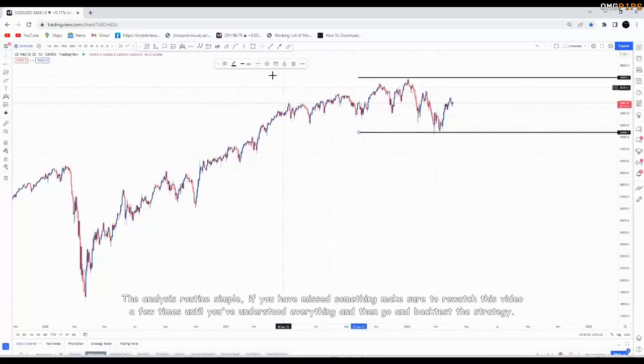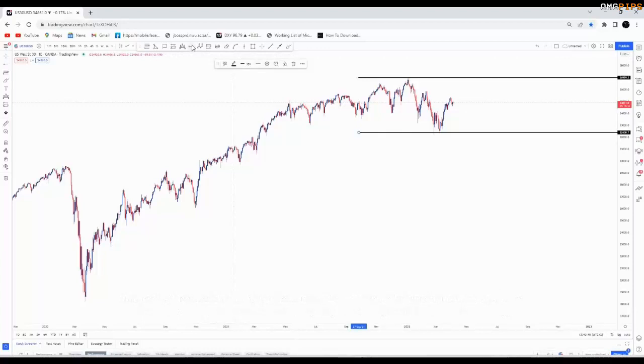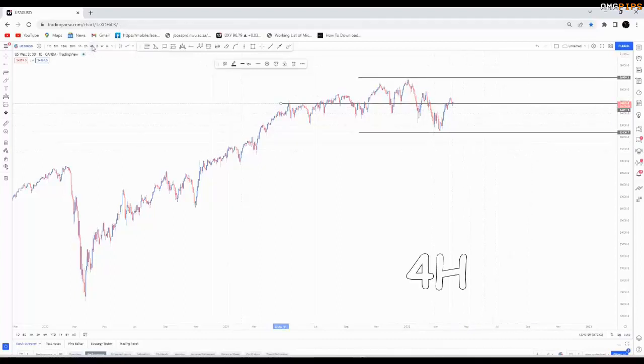This level over here seems very sensitive and very respected, because take a look at this, as well as here, as well as here, as well as somewhere right about here. So let's draw it for the current moment in order to understand how it can possibly help us in the future. So let's go to a 4-hour time frame.